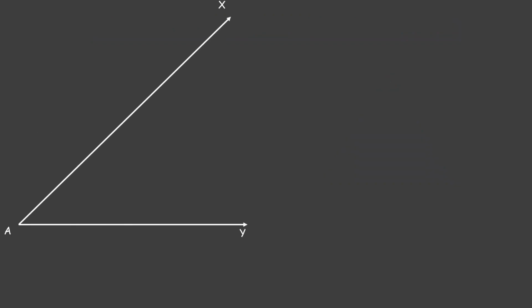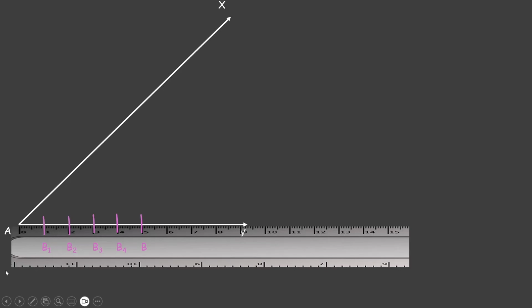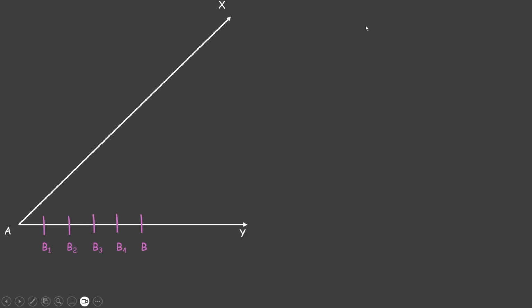Let us take an angle XAY, and from this point A, we are going to make some equidistant arcs. Let's say we take arcs of 1 centimeter over here. We'll call them B1, B2, B3, B4, and B. We have made these arcs at 1 centimeter each. So AB1 is equal to B1B2, which is equal to B2B3, B3B4, B4B, and all of these are equal to 1 centimeter each.